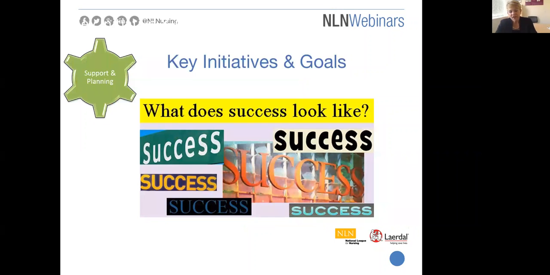The final area that I wanted to speak to really is talking about the planning and support. And I think it really begins with this notion of begin with the end in mind. What does success look like? What do you want your curriculum to look like relative to simulation? And so what would be success to you?